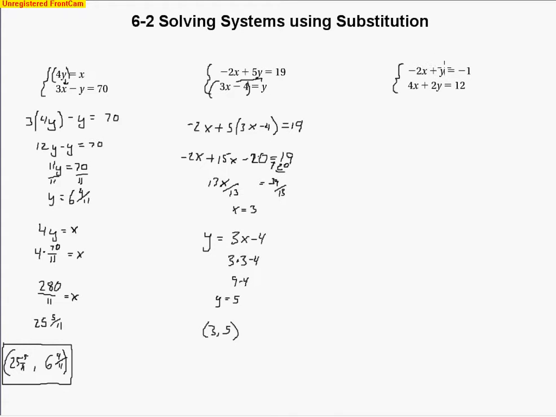In this case, it's easiest to solve for this y of this top equation. So I'm going to just rewrite it. And I'm going to add the 2x to both sides here. And so when I rewrite that, y is now by itself.